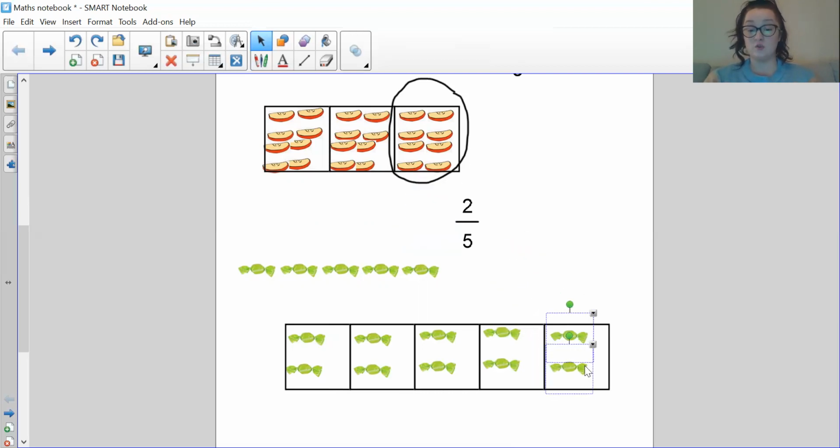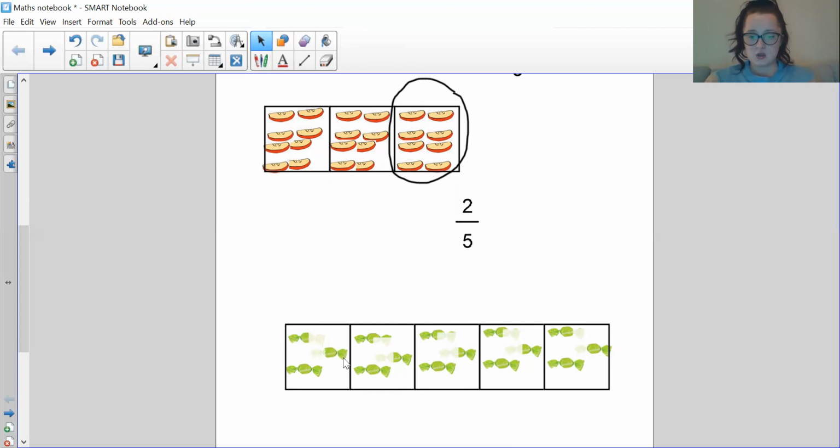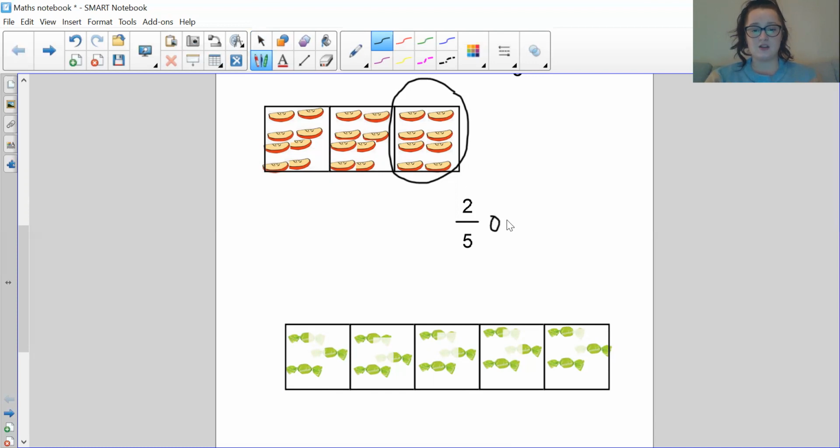Now, if you look, do you think I've got enough sweets to share, giving 2 out again? No, I don't. I'm only going to give 1 out now because I don't know what my overall total is going to be. So let's just do 1 at a time. So that one there, that one there, that one there. You can still see them slightly. That one there, and that one there. So we had 15 altogether. So I'm going to write 2/5 of 15. Excuse Miss Dunn's writing.